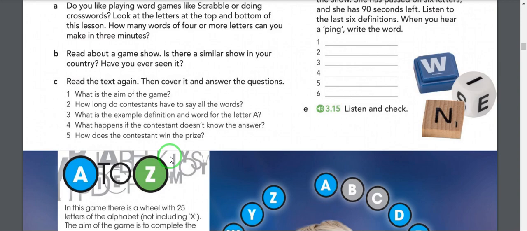What happens if the contestant doesn't know the answer?